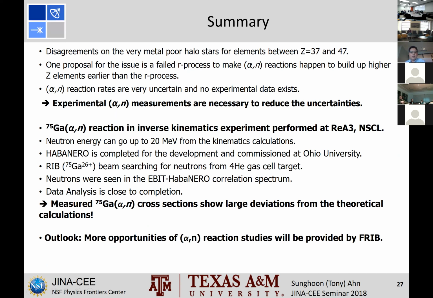We developed the neutron detector to have a high efficiency for high-energy neutrons. We had a commissioning at the University of Hawaii, and we performed the gallium-75 (alpha,n) reaction in inverse kinematics at the RIA 3 NSCL using the HabaNERO detector. Data analysis is close to completion, and the measured cross-section of gallium-75 (alpha,n), or (alpha,2n), was very different from the theoretical calculation. When FRIB starts, we will have more studies of (alpha,n) reactions. So I hope that we can continue our campaign of (alpha,n) reactions. That's it.